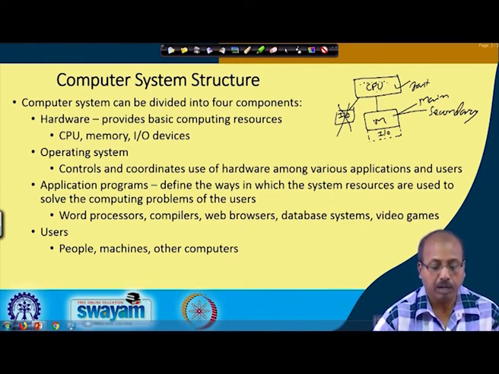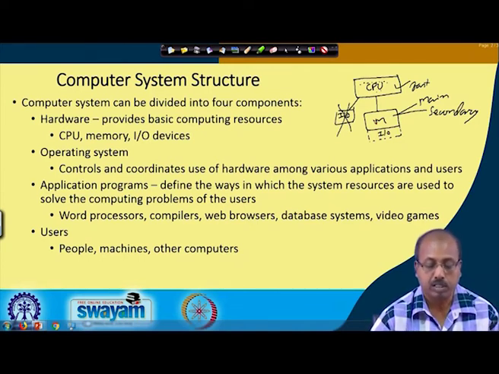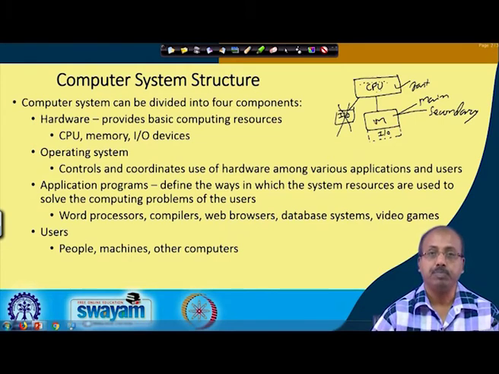The third part is the application programs. Application programs define the ways in which the system resources are used to solve the computing problems of the users.